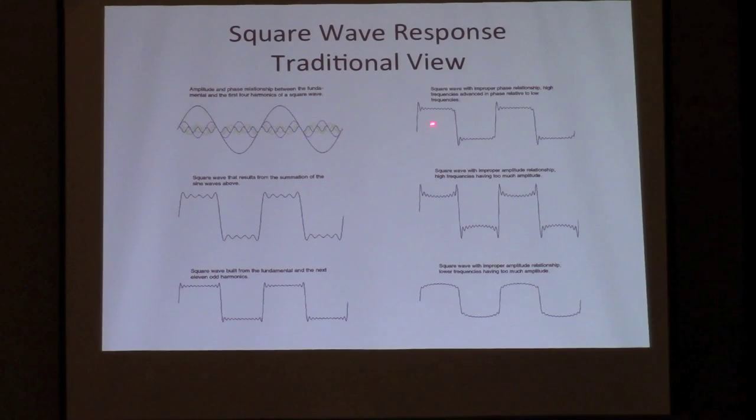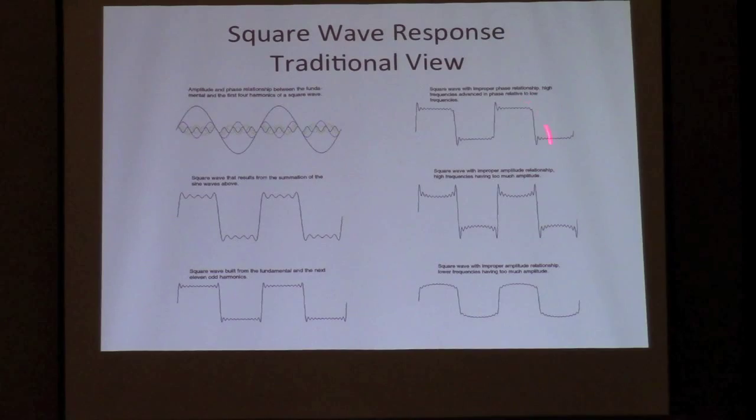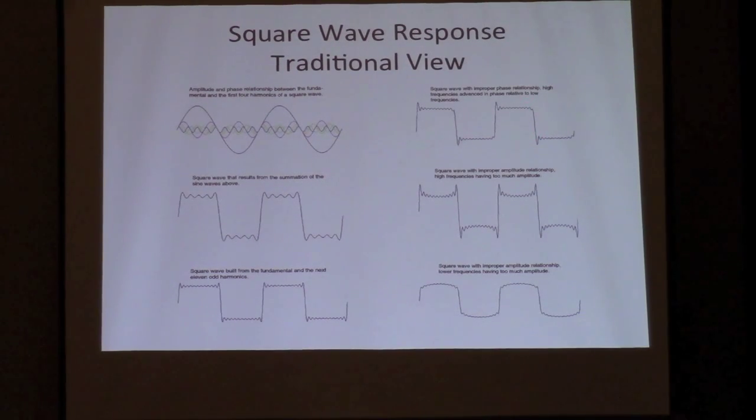If you change the phase relationship, if you advance the phase, you get little peaks like that at the beginning of the square wave. If you change the ratio, so this one has more high frequency information than it should, it'll start looking like this. If you change the ratio so there's less high frequency information than it should be, it'll look something like that. Well, the problem is, yeah, you can break a square wave down and say it's all the odd frequencies, but it's really not. It's just a level and then changing to another level and then changing back to this level.